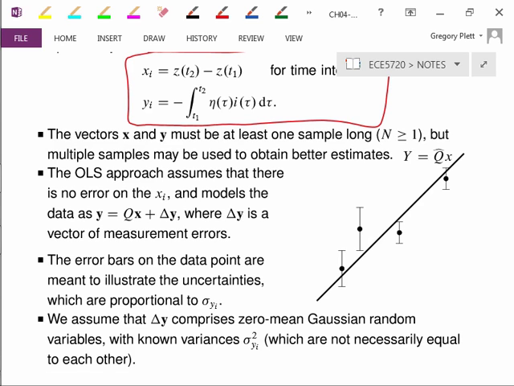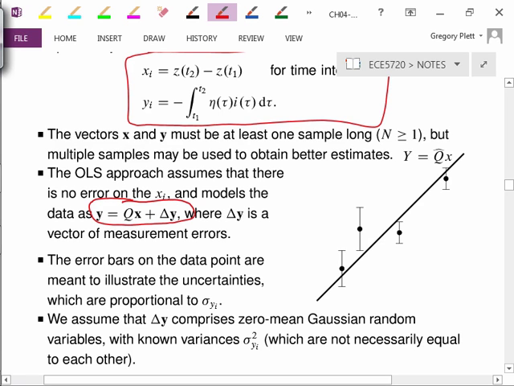The ordinary least squares approach, as we talked about in the previous section, assumes that there's no error on the x coordinates, which are the state of charge estimates, but that there can be errors, zero mean errors, on the y coordinates, and we model the data then as y equals qx plus delta y. And notice that we are using vectors here, so the vector of all y measurements equals the scalar q times the vector of all x measurements, and the differences then are the delta y vector, and delta y is some measurement error.